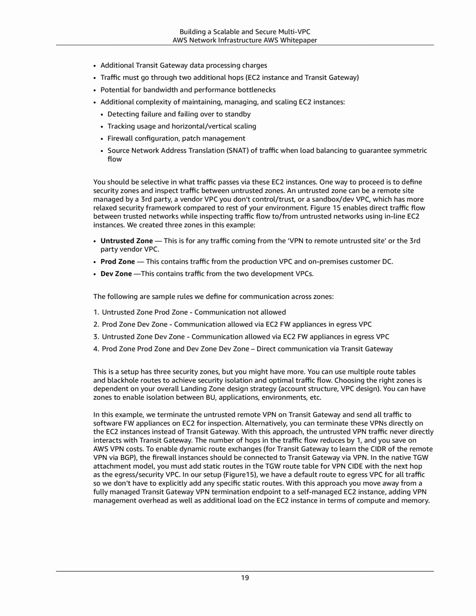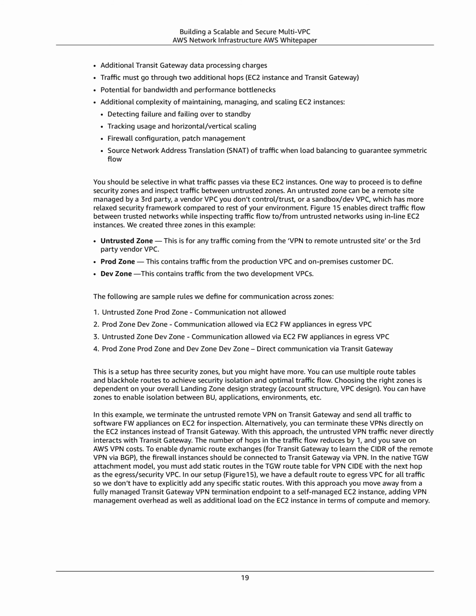Untrusted zone: this is for any traffic coming from the VPN to the remote untrusted site or the third-party vendor VPC. Prod zone: this contains traffic from the production VPC and on-premises customer DC. Dev zone: this contains traffic from the 2 development VPCs. The following are sample rules we define for communication across zones.